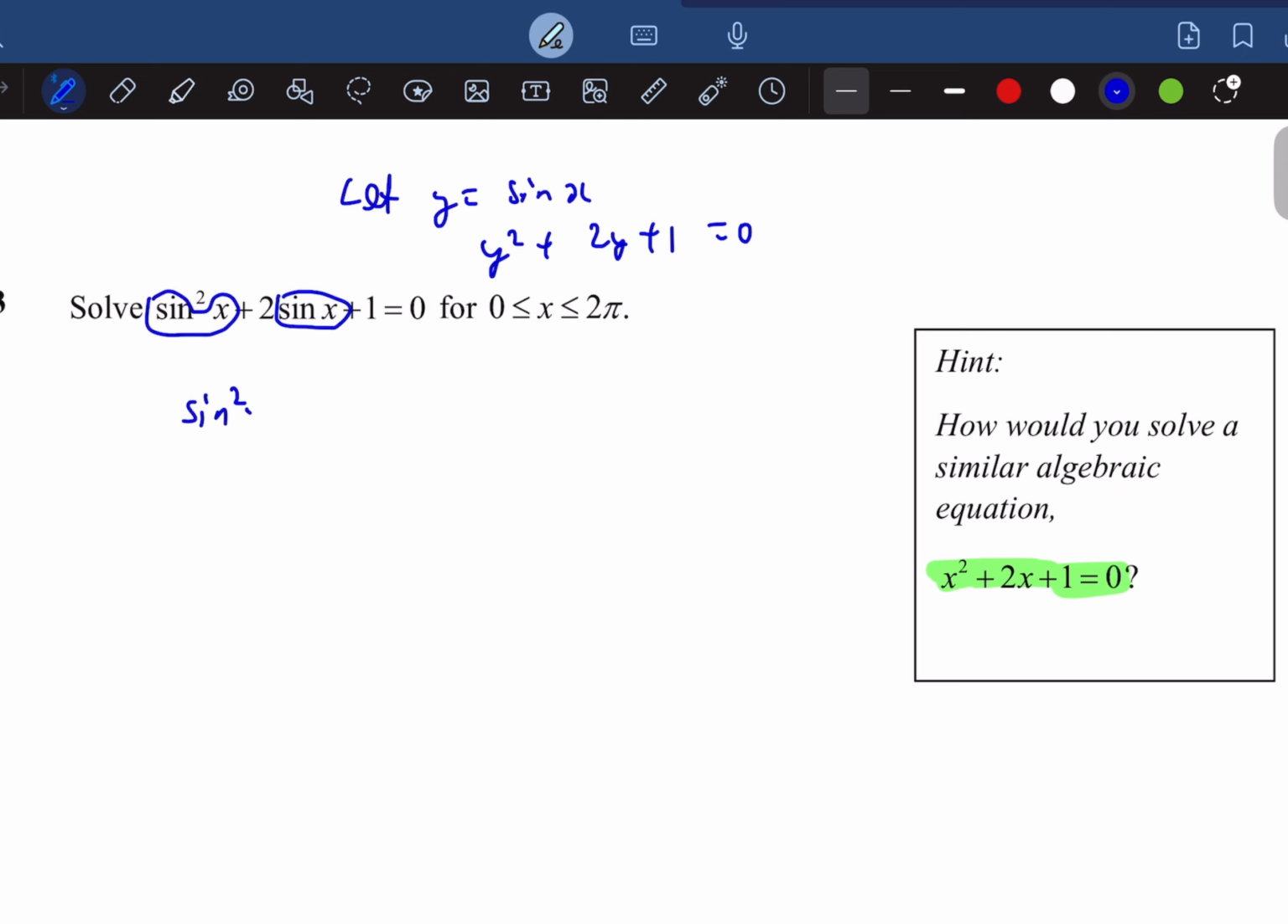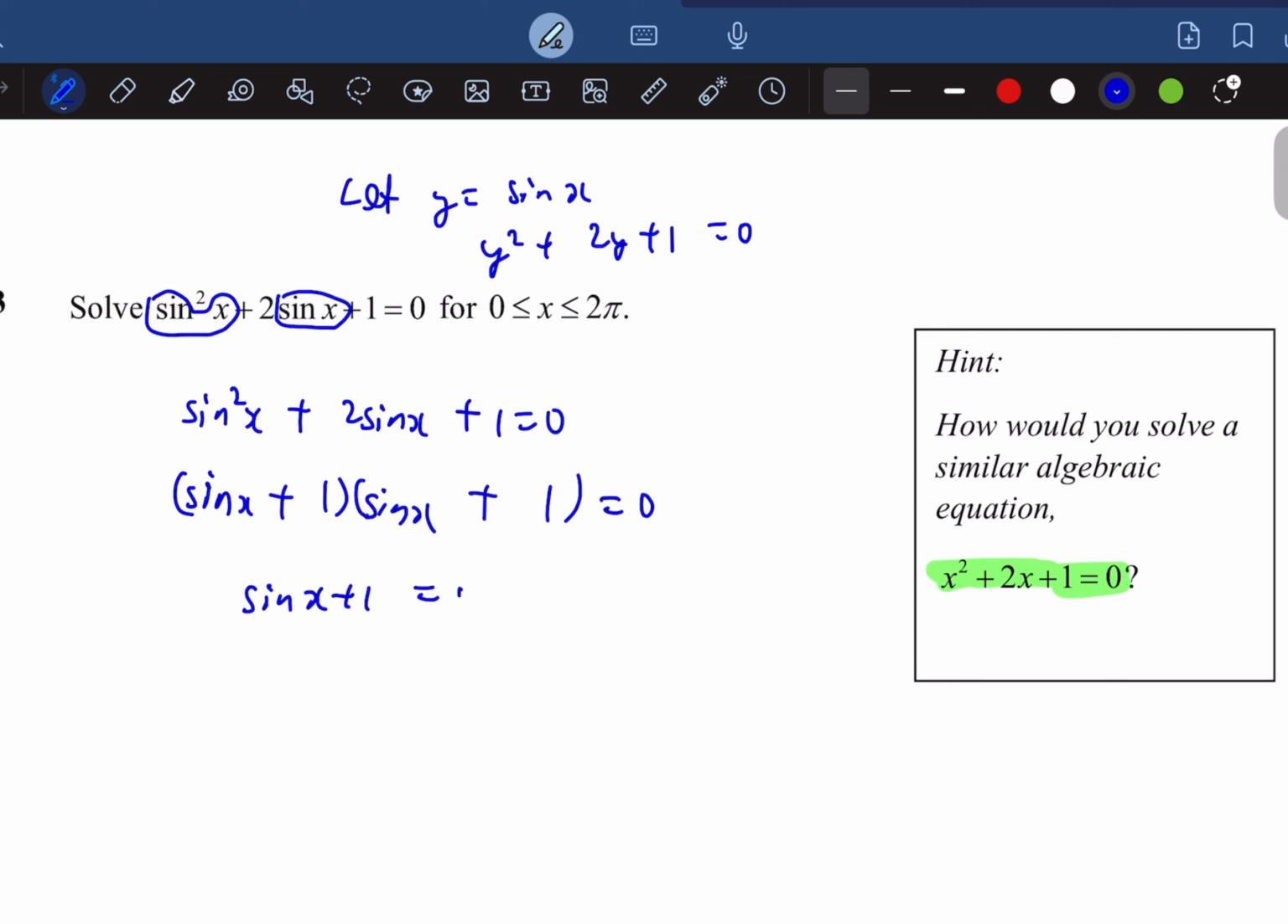So sine squared x plus 2 sine x plus 1 equals to 0. So if I factorize, okay, I'll have 2 brackets, sine x, 1 and 1, then plus together. So this is how we solve. Then after that, sine x plus 1 equals to 0. I only need to solve 1 because both the brackets are the same.